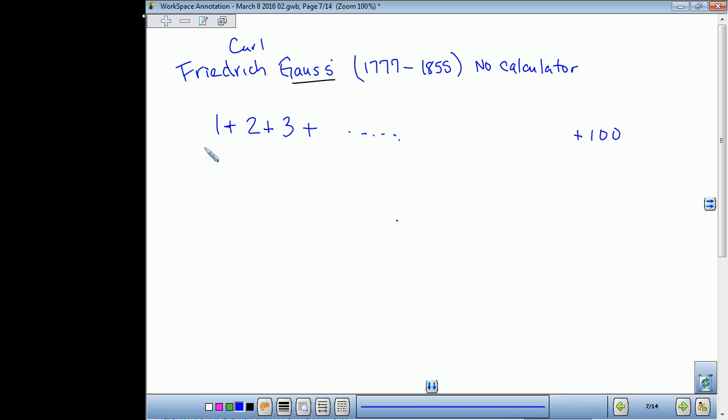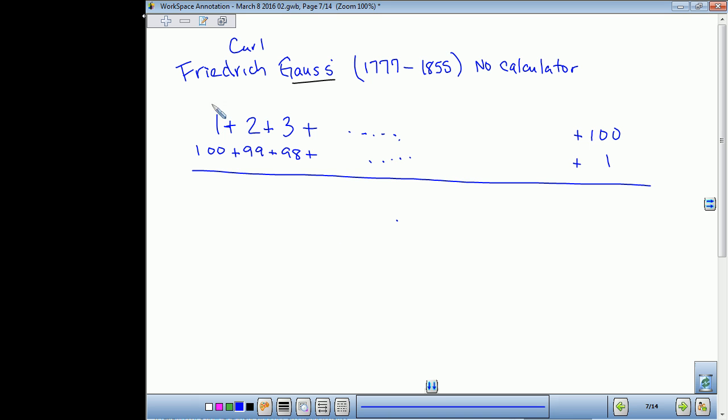But then he noticed, if he did it backwards, and did from 100 down to 1, and we did the sum of this, you see every time we get 101. 101. 101.